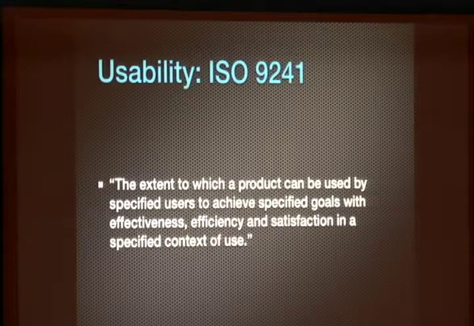The definition of usability is the extent to which a product can be used by specified users, so you need to know who your users are. Are they programmers or are they regular Joes? So specified users to achieve specified goals. You have to know what they're trying to do with your product or system. To achieve effectiveness, efficiency, and satisfaction in, again, a specified context of use.